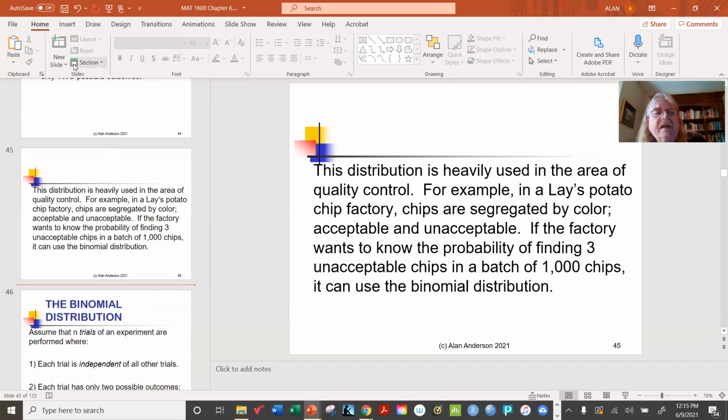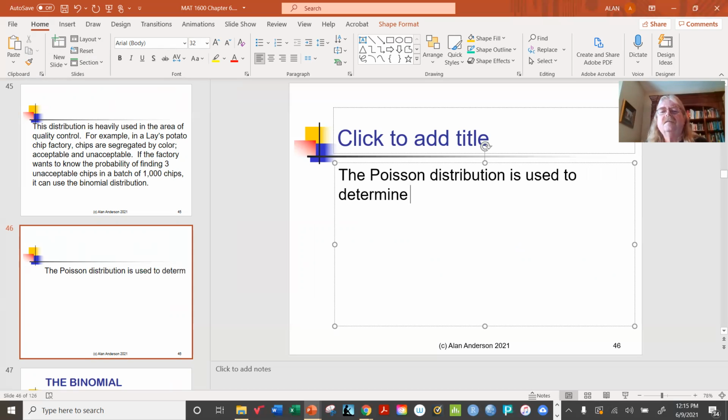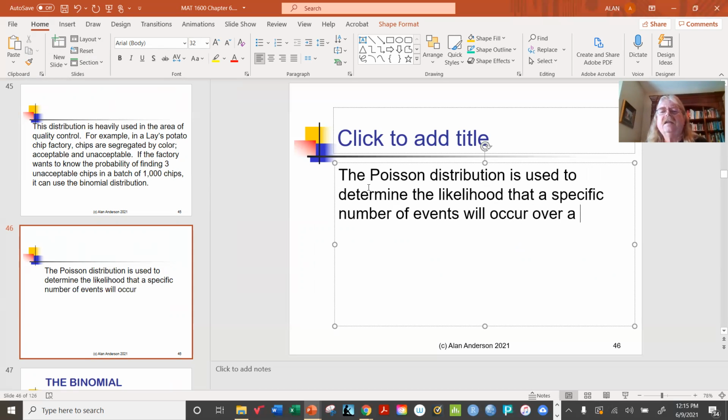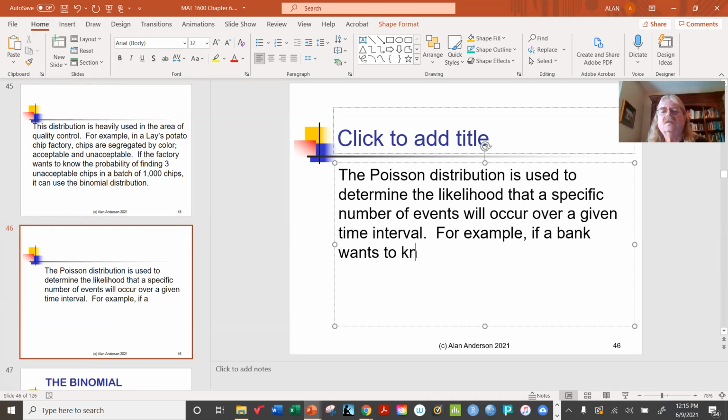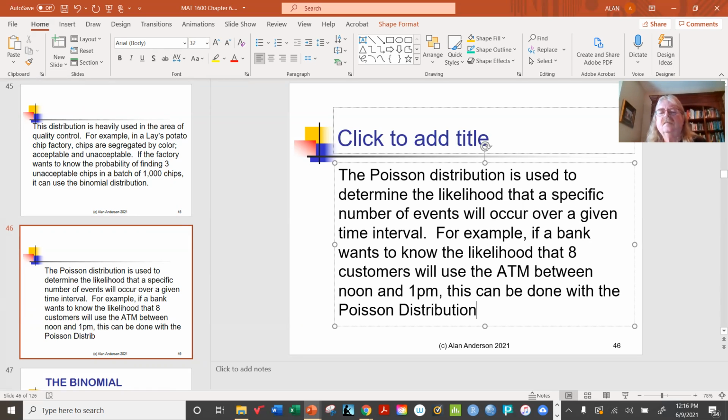The Poisson distribution, on the other hand, is used to determine the likelihood that a specific number of events will occur over a given time interval. For example, if a bank wants to know the likelihood that 8 customers will use the ATM between noon and 1 p.m., this can be done with the Poisson distribution because it involves time. People show up at the bank at random times to use the ATM.